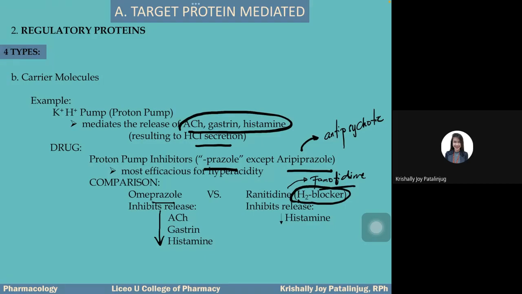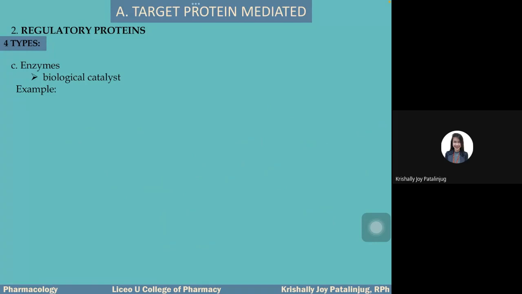Omeprazole targets the proton pump. So it targets a carrier molecule, because a proton pump is a carrier molecule. Okay, so again, let's proceed. We're done with the first 2 regulatory proteins and I have provided examples of drugs that target those regulatory proteins. Let's proceed with the third.